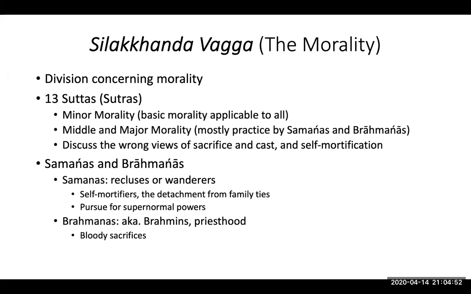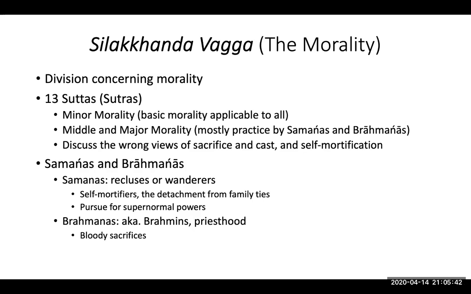Silakkhanda Vagga is the division concerning morality. It contains 13 sutras which deal extensively with various types of morality, such as minor morality, middle morality, and major morality. Minor morality is regarding basic morality, which is applicable to everyone. Middle and major morality deal more with some practices held by samanas and brahmanas.